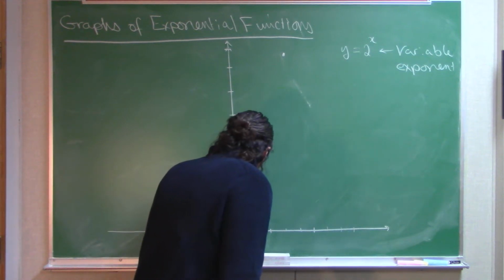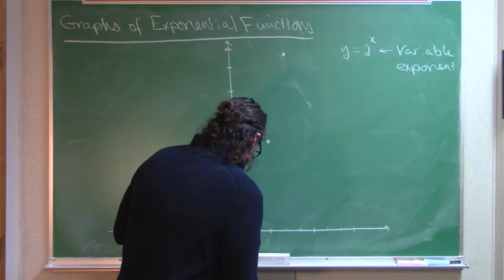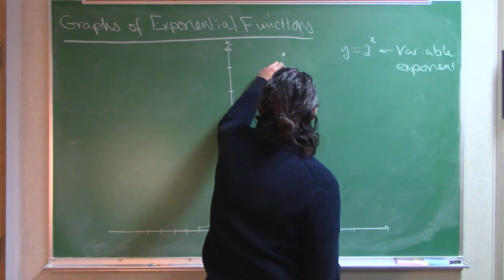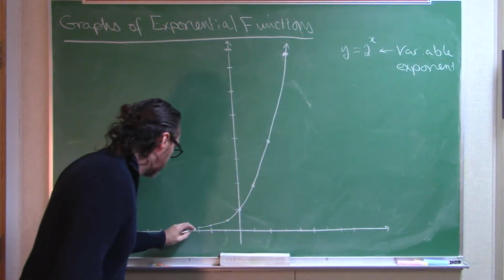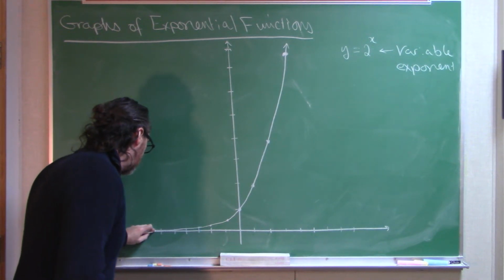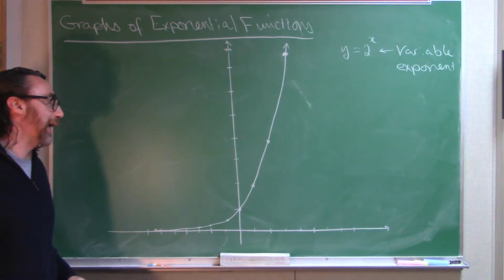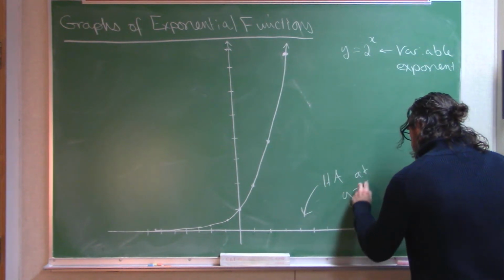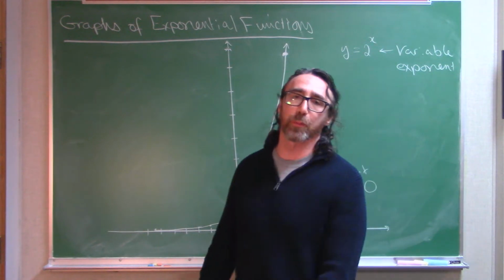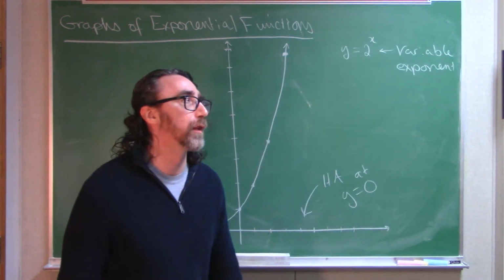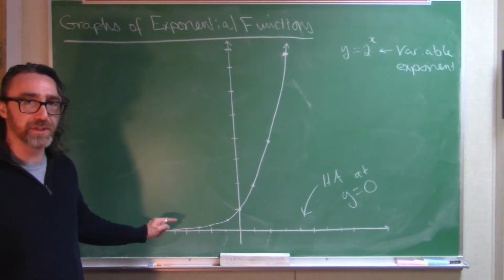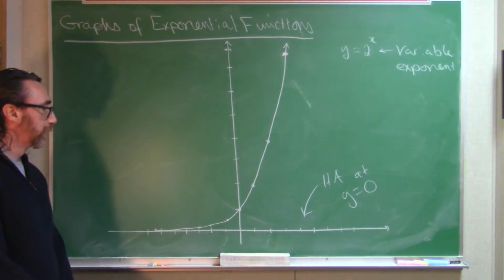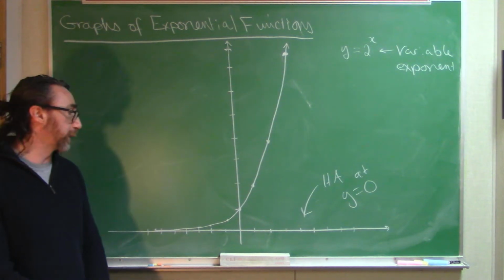Okay, so we're getting this kind of behavior with this function. This is what our graph is looking like. On the right-hand side, we are rising very quickly over there. On the left-hand side, the graph is flattening out toward the x-axis. We've seen that kind of flattening out behavior before when we talked about rational functions. This is a horizontal asymptote. The function has a horizontal asymptote at the line y equals 0. Okay, so this is the basic shape for your exponential functions.